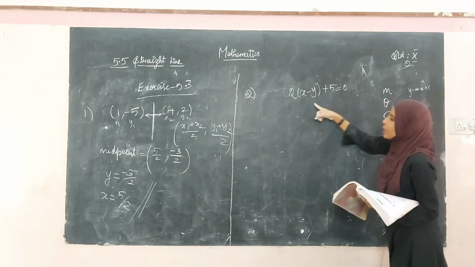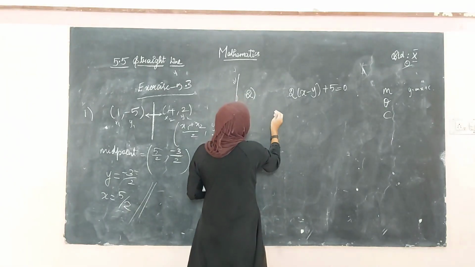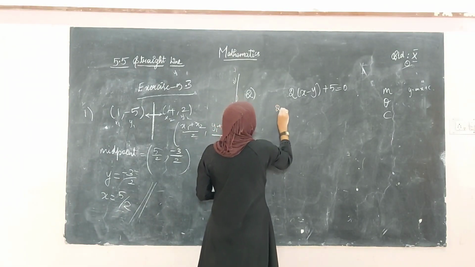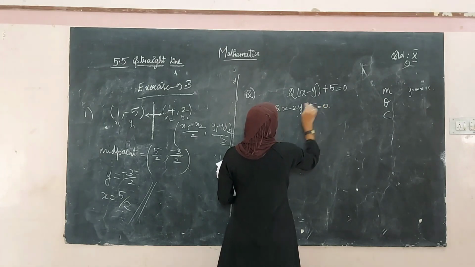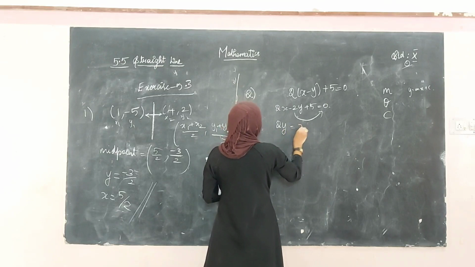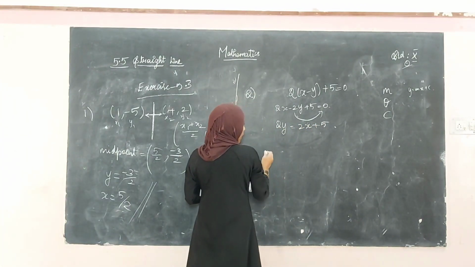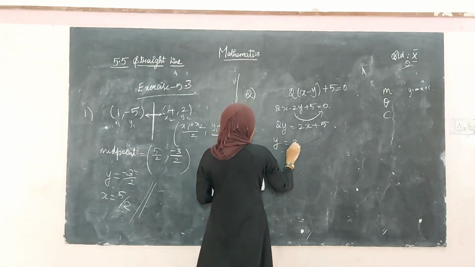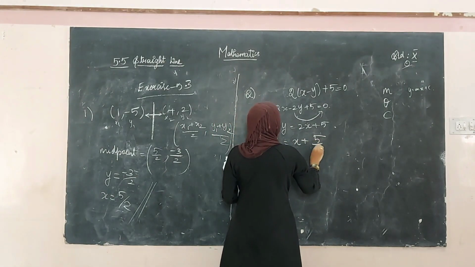So if we bring it in this format, we can find everything, right? So multiply this inside. So it will be 2x minus 2y plus 5 is equal to 0. So bring this 2y this side. So 2y will be equal to 2x plus 5. So divide throughout by 2. y is equal to x, 2x by 2 is x, plus 5 divided by 2.